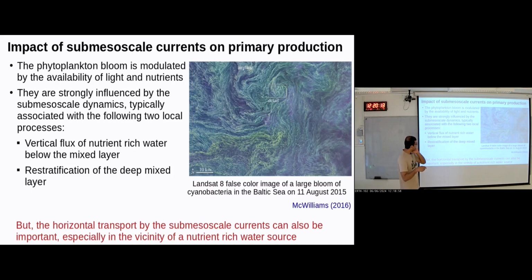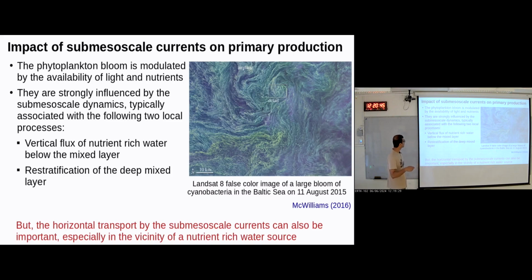As shown here, this is a cyanobacteria bloom in the Baltic Sea, and we can clearly see the imprint of submersible scale convergent filaments and eddies on this bloom. Typically, two local processes are considered, or are attributed, for this kind of influence.